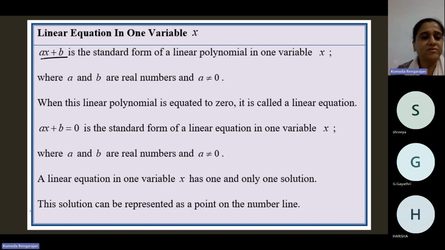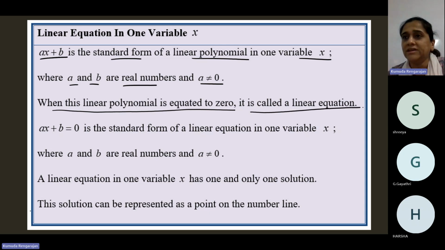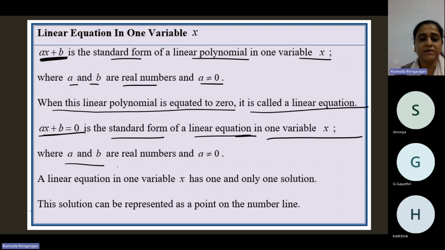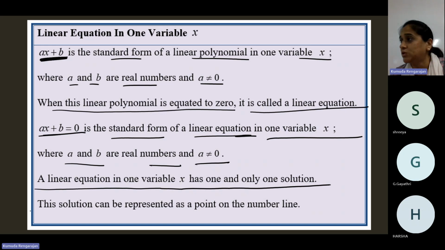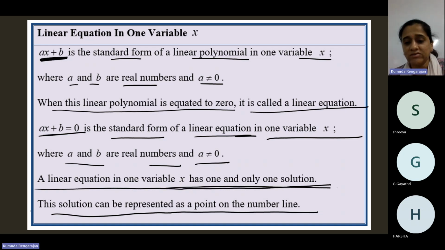So ax plus b is a standard form of a linear polynomial in one variable x. a and b are real numbers, a not equal to 0. Look at the board. When this linear polynomial is equated to 0, it's called a linear equation. So ax plus b is equal to 0 is the standard form of a linear equation in one variable x, where a and b are real numbers, a not equal to 0. A linear equation in one variable x has one and only one solution. This solution can be represented as a point on the number line.